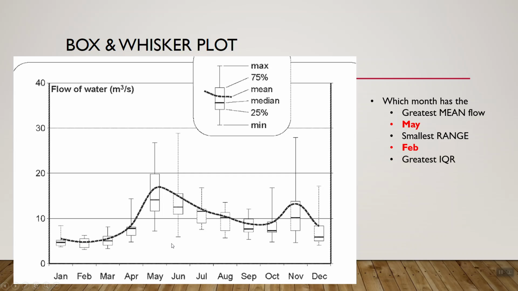The greatest interquartile range. So the greatest interquartile range is going to be the one which has the largest box, because the interquartile range takes you from the lower to the upper part of the box. So the greatest interquartile range is May.